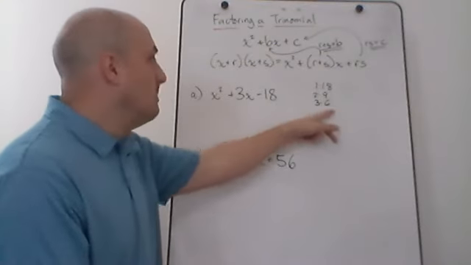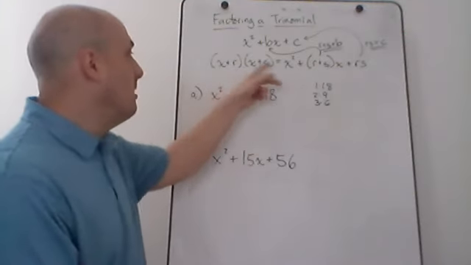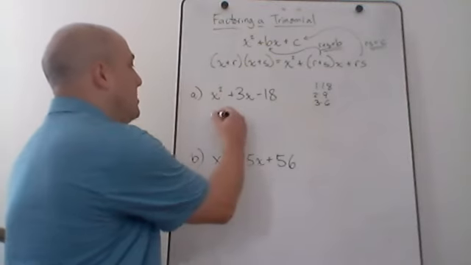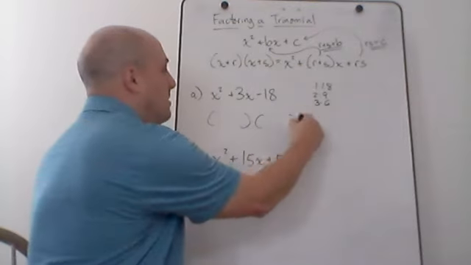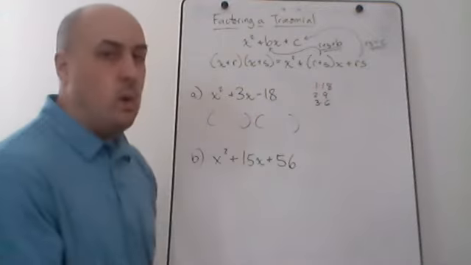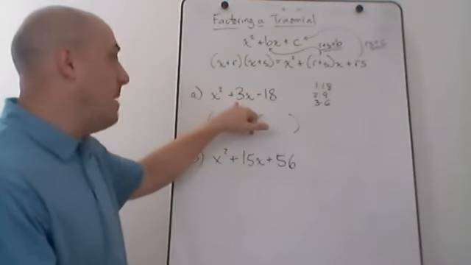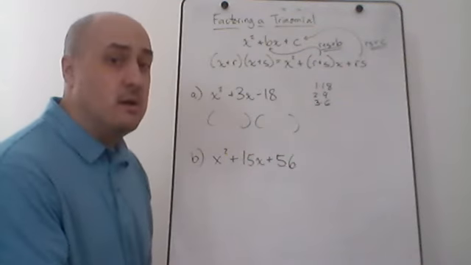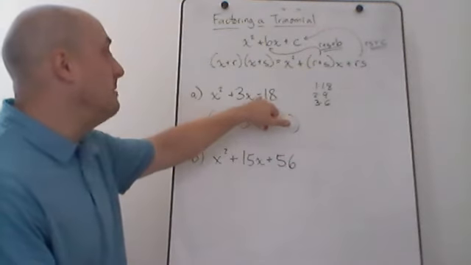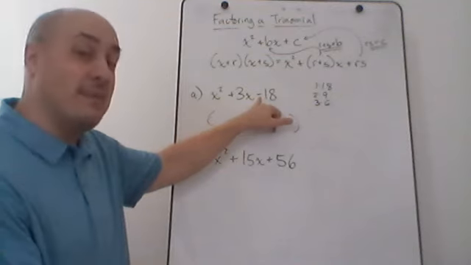If I'm going to be able to factor this, the r and the s, those numbers that finish off my factors, are going to be one of those pairs. The question then is, which of those pairs can add up to a positive 3? As they are, none of those add up to positive 3. But remember, these have to multiply to a negative 18.